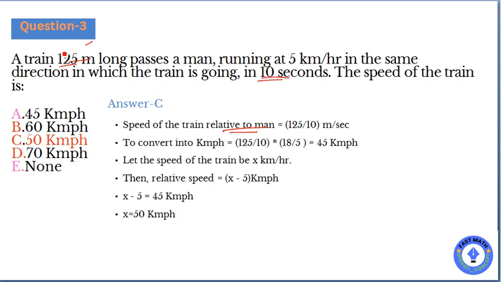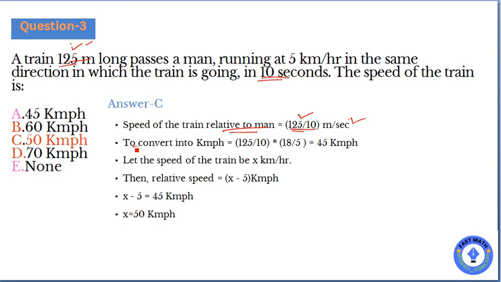This is distance by time, that is 125 by 10, because 125 is already given in meters and the time is also in seconds. There is no need of conversion. You get 125 by 10 as the speed of the train.